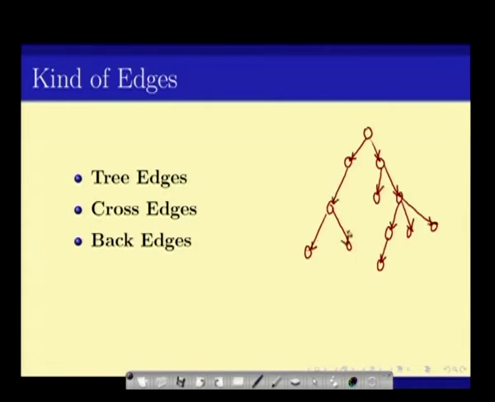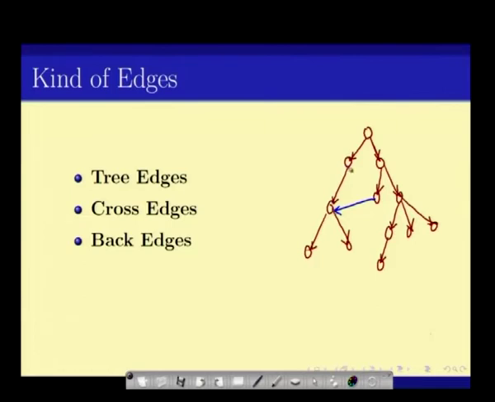Now, what are the edges that have not been selected? They are the ones where, when I was looking here, there are two kinds of things. Say when I had finished this part, I was looking at this vertex, and there is an edge from this vertex to this vertex. Of course, this vertex is already done with.